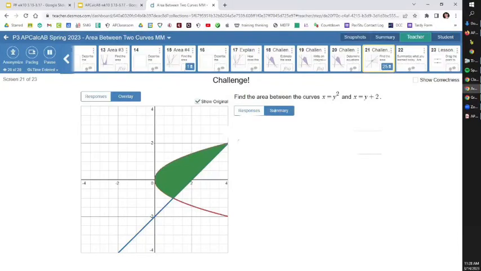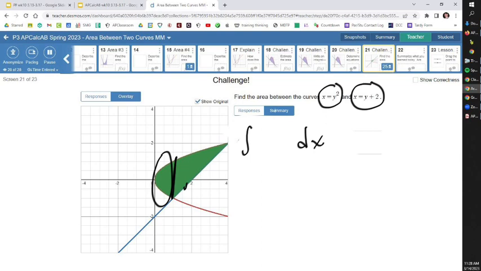Okay, so to find this area, there's actually two ways you can do it. There's the easy way and there's the more difficult way. The more difficult way would be to do an integral with respect to x. If you do that, you have to get the y's alone right here and write them as equations of x. And if you did that, you would have to have one integral for this part, and then you'd have to have another integral for this part. That's too much work. There's an easier way to do it.